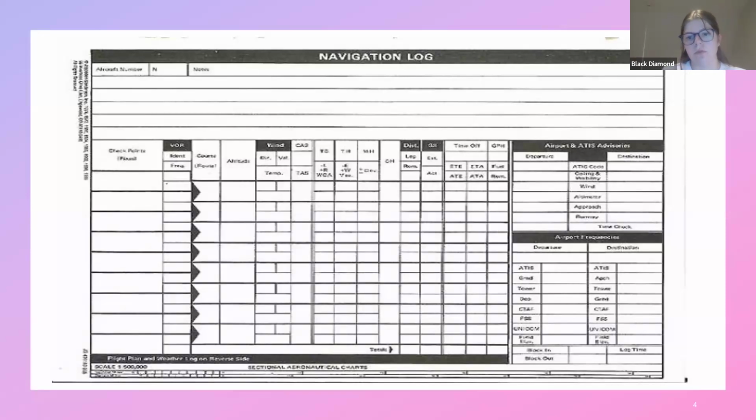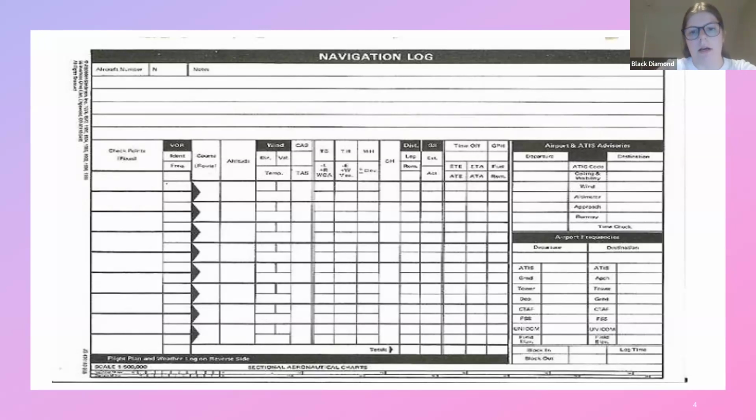You're also going to have columns to help you in flight for your airport frequencies and your airport and ATIS advisories. Again, this is just assuming you don't have any sort of iPad or anything like that for those frequencies, so it's all in one spot for you. Then on each of these, starting at distance and beyond, you're going to have a box underneath to write what is actually happening in flight.